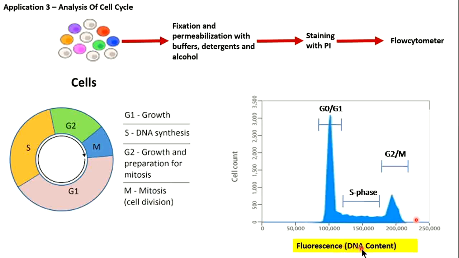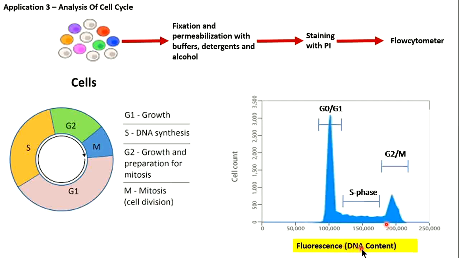The G2 peak has the highest fluorescence, meaning the highest DNA content. That can be what? 92 DNA. So these cells are showing fluorescence equal to 92 DNA molecules. This peak is showing fluorescence equal to 46 DNA molecule content. And this area is showing you what? S phase, meaning the DNA content between 46 and 92.